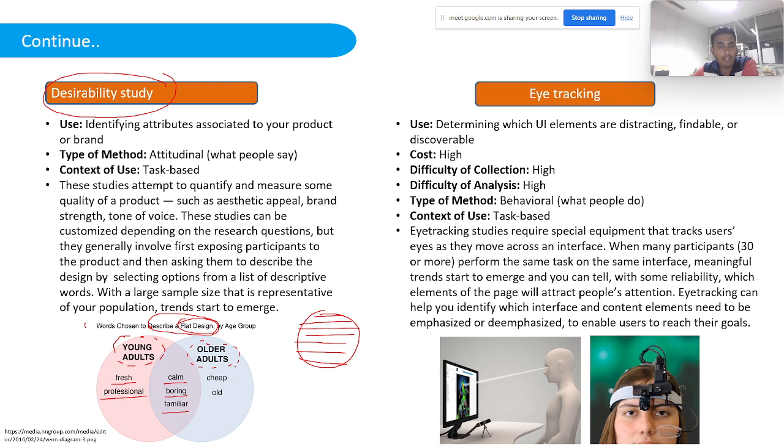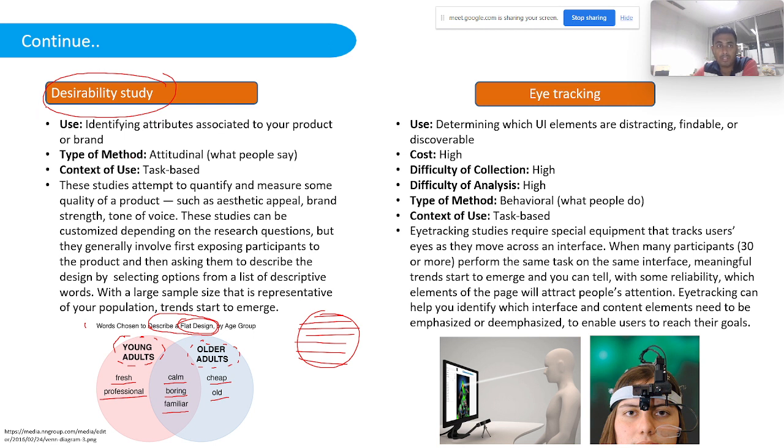Similarly, the older adults have a different perspective, and they say flat designs probably are easy to create. That's why they are cheap, but they also look old because they lack vibrant colors. That's why probably they look old. They are calm, a little bit boring and familiar. So like this, various attitudinal information associated with product attributes can be collected using a desirability study.